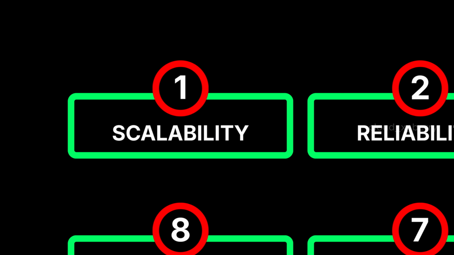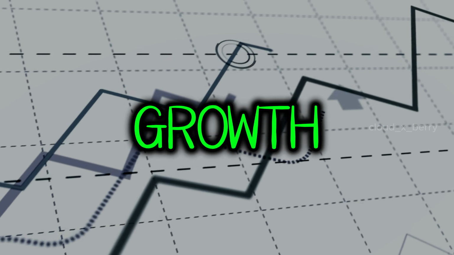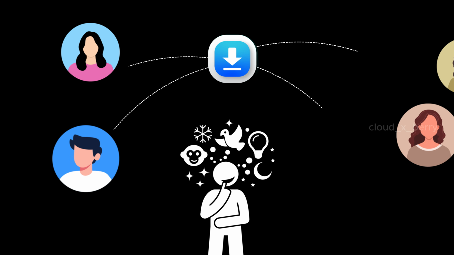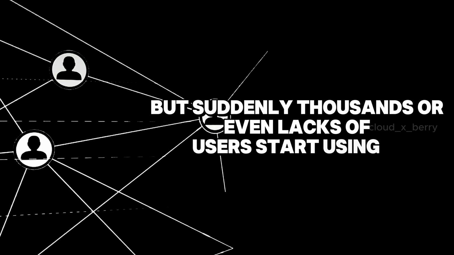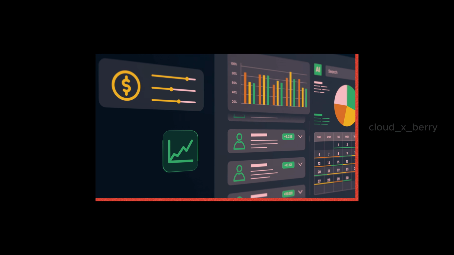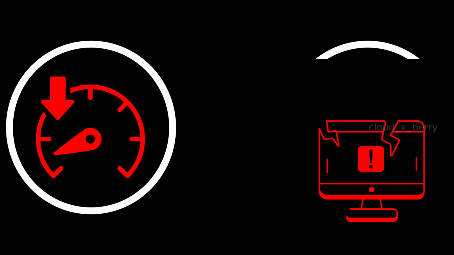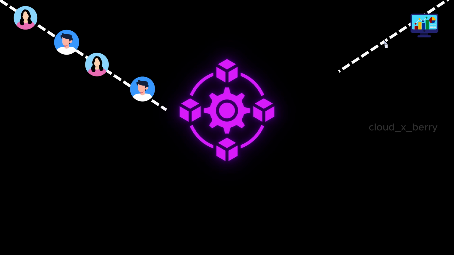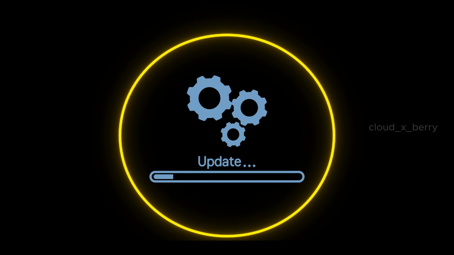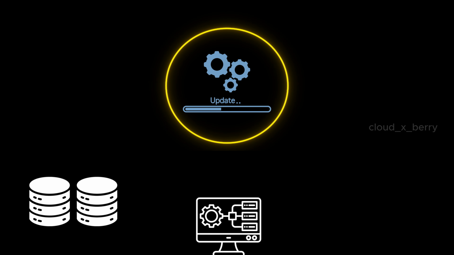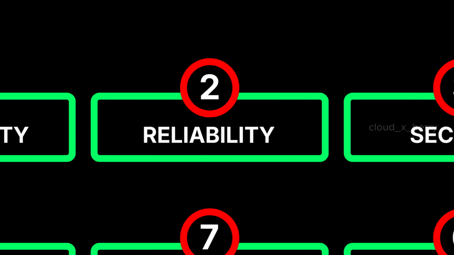Let's start with scalability. This is all about growth. Imagine your application works perfectly for a small number of users, but suddenly thousands or even lakhs of users start using it. If your system cannot handle that growth, everything slows down or crashes. So scalability means designing in a way that your system can expand when needed, either by upgrading existing resources or by adding more systems.